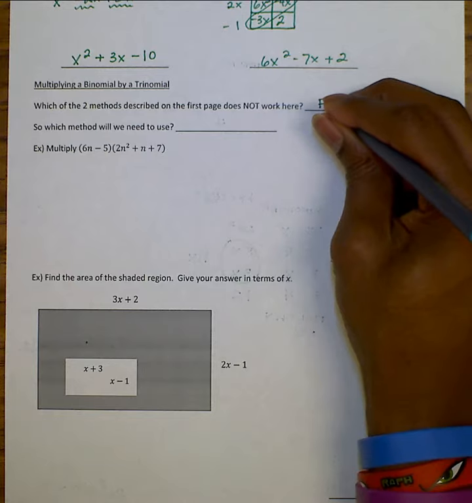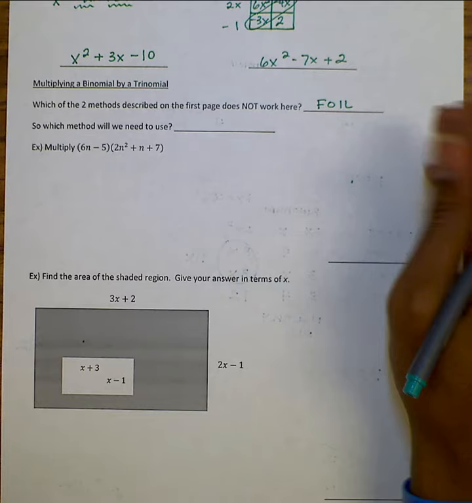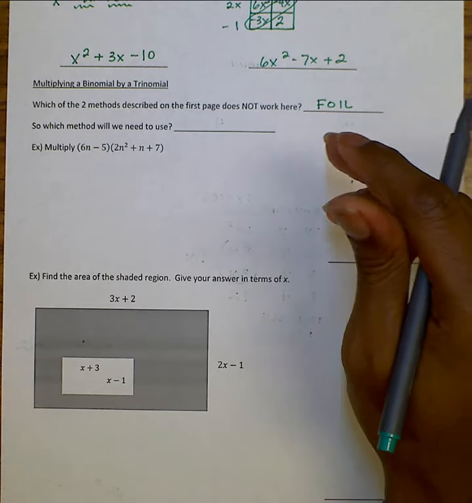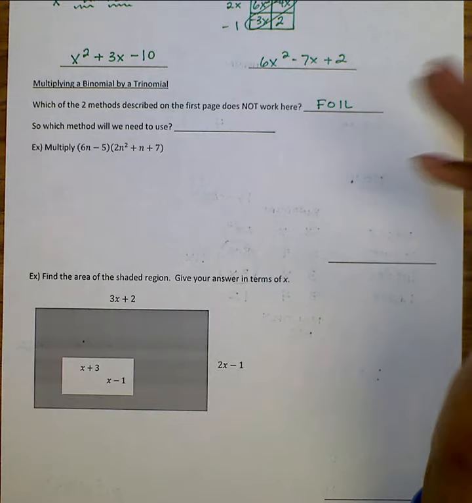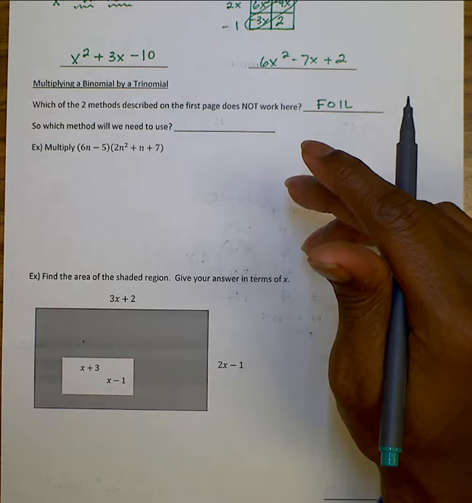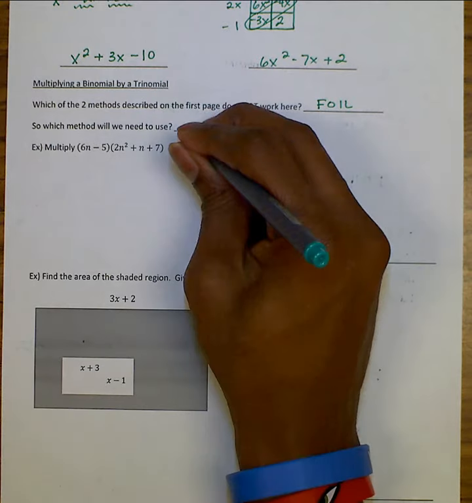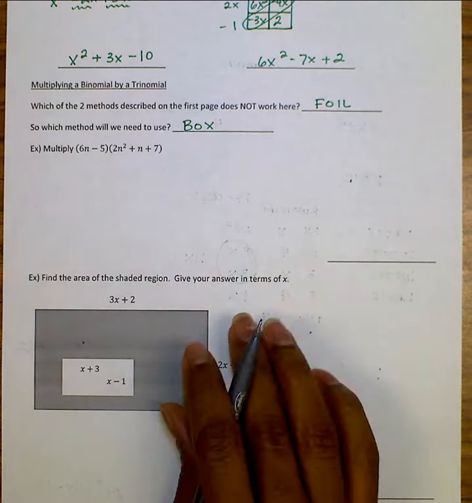And not FOIL in like how we did it, but it won't remind you to do first, outsides, insides, last the same way because, well, there's 3 terms in one of them, so that won't get all the pairings that you need. So we can choose the box method. We don't have to, but we're going to choose the box method.